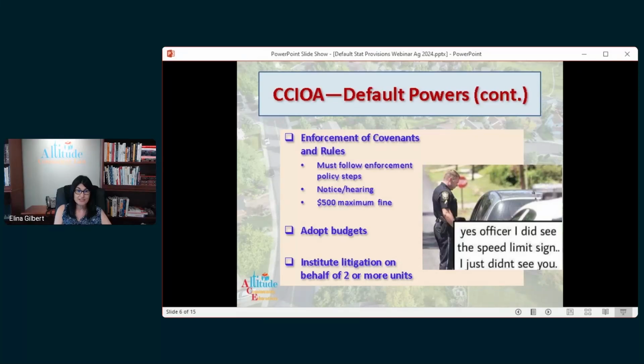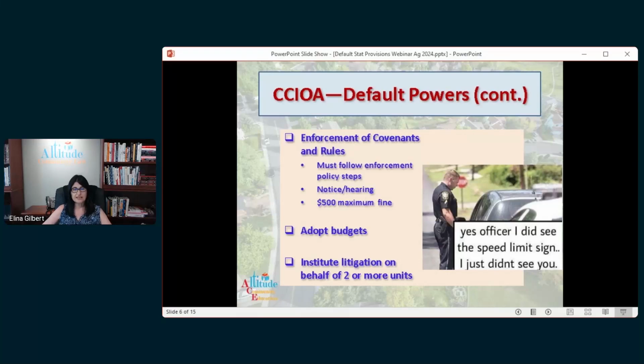It's a crazy process, but again, there is the right to enforce. Adopt budgets. With budgets, this could be a whole other class when we talk about the budgeting process. But what this provision says is the board, unless otherwise provided, gets to adopt a budget.